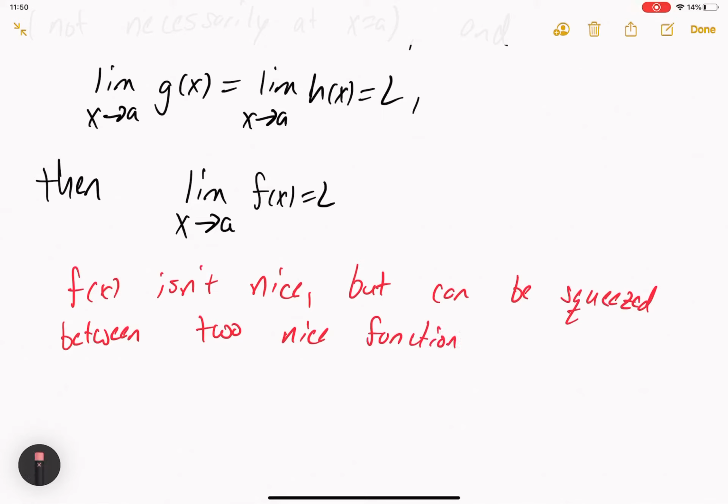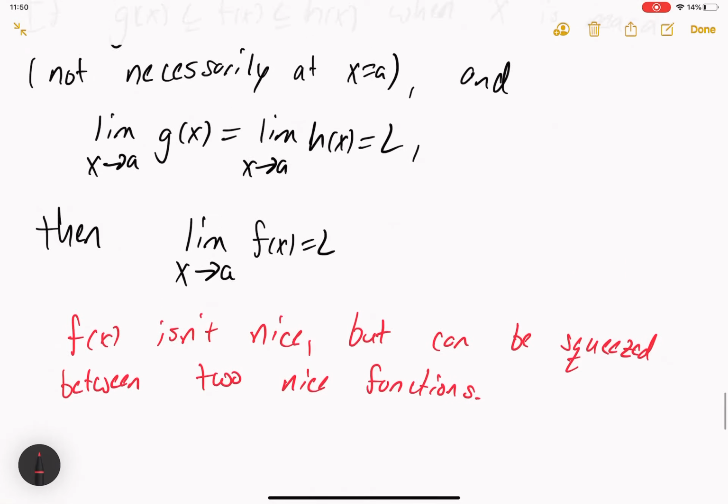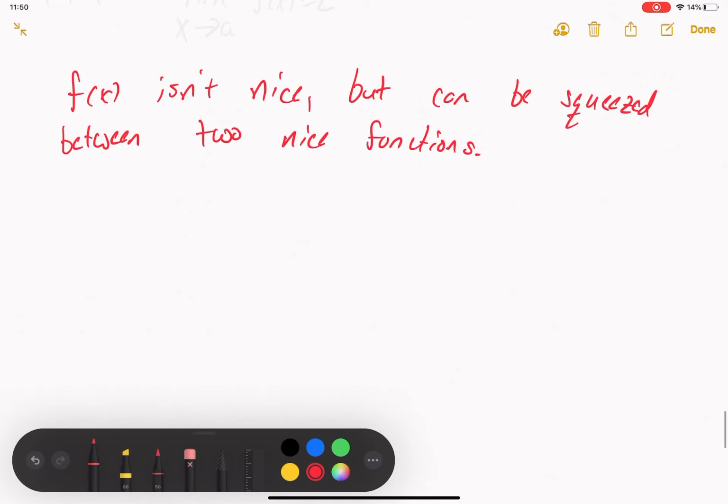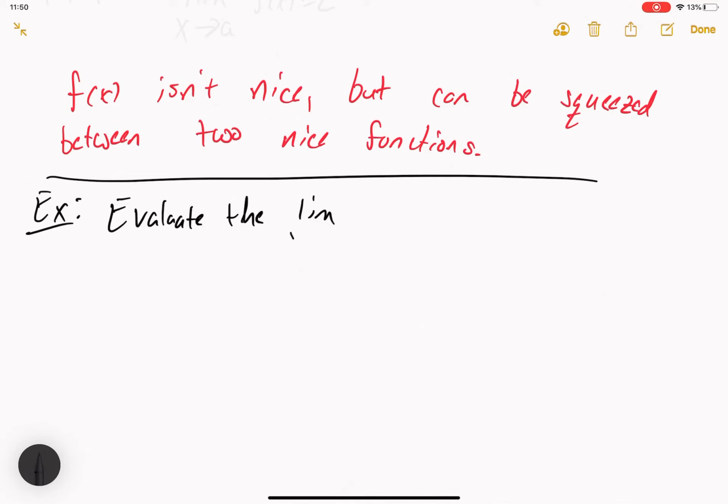And again, nice just means we can actually do some algebra with it. There's an easy way to find out what the limits are. An example where we can use the squeeze theorem is in this case right here. Let's say we want to evaluate the limit as x goes to 0 of 3x squared sine of 1 divided by x.